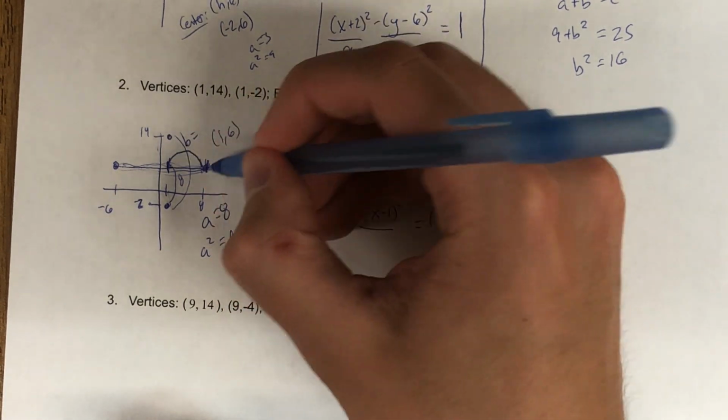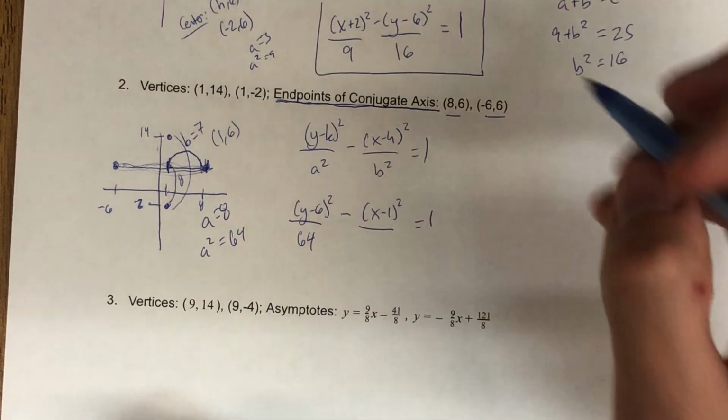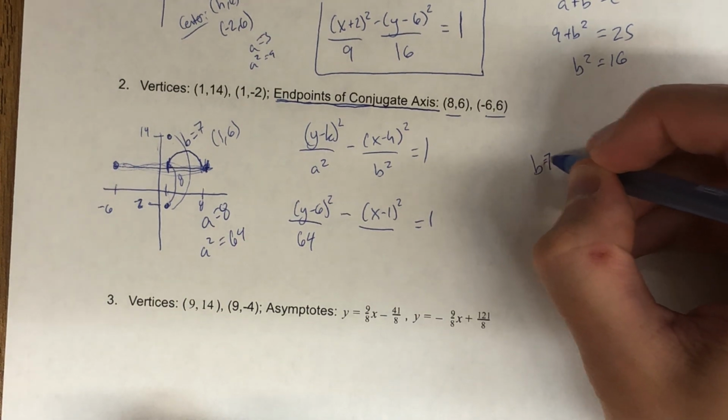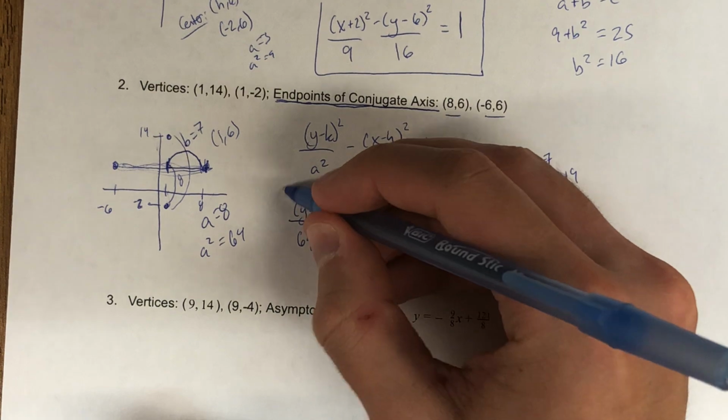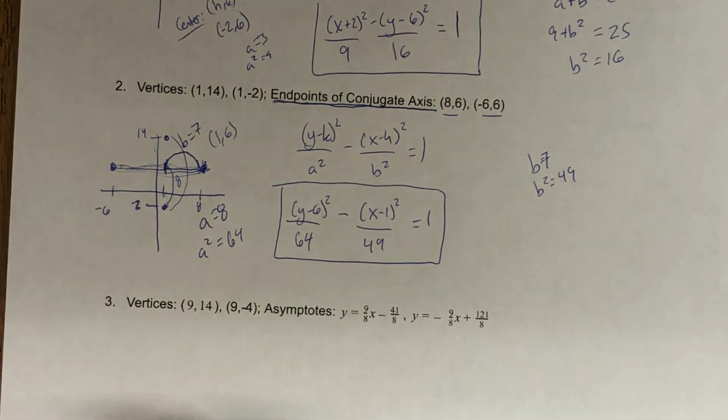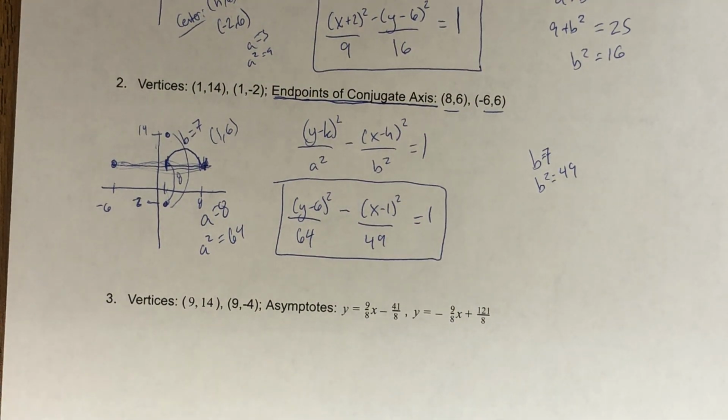So the distance from 1 over to 8 would be 7, so that means b is 7, which means b squared would be 7 squared, or 49. And that would be our equation. Not too bad. All right.